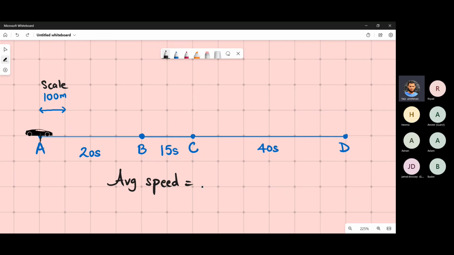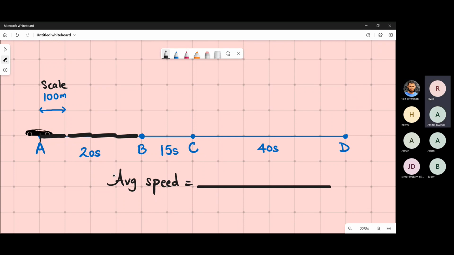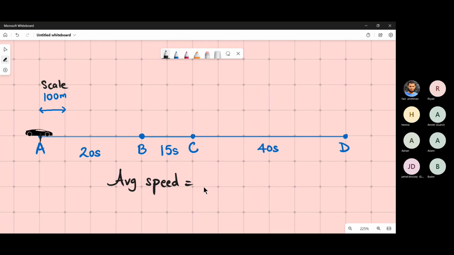Total distance over total time, correct? Yes. Now, what is the total distance? 1,200 meters. How do you know? I counted them. Let's count the squares: 1, 2, 3, 4, 5, 6, 7, 8, 9, 10, 11, 12. So 1,200 meters over 75 seconds.